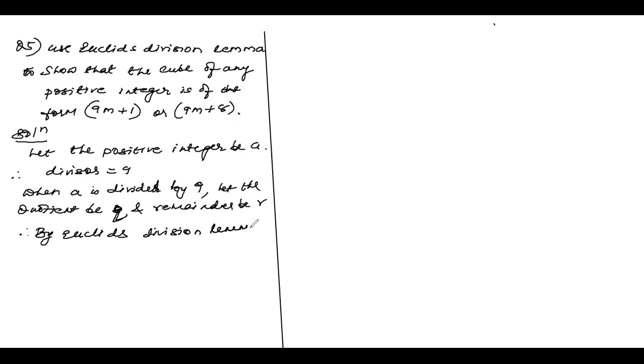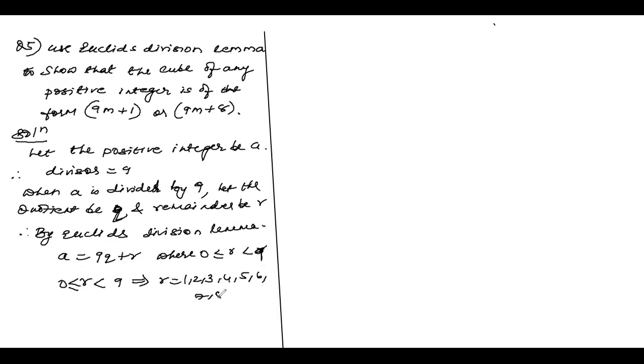By Euclid's division lemma, a is equal to bq, that is 9q plus r, where r should be greater than or equal to 0 but less than 9, because the divisor is 9. Therefore, r is greater than or equal to 0 and less than 9, which implies r is equal to 0, 1, 2, 3, 4, 5, 6, 7, 8.